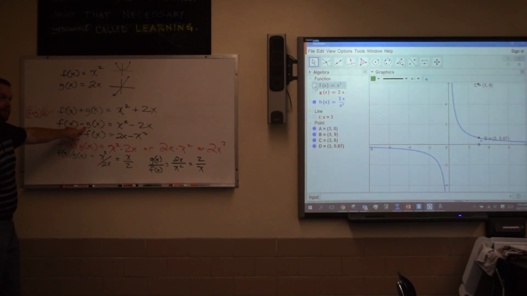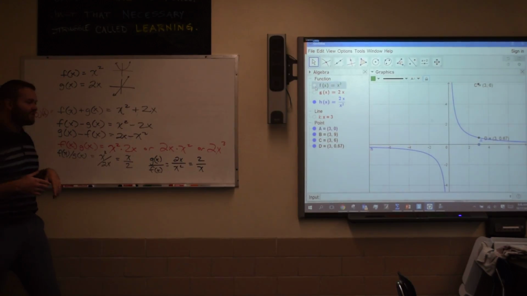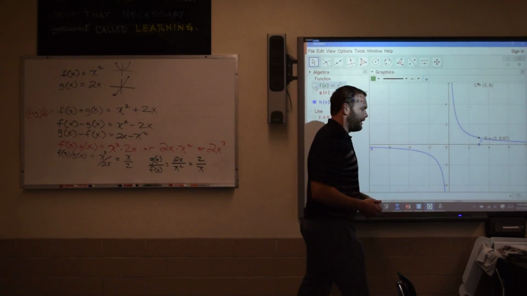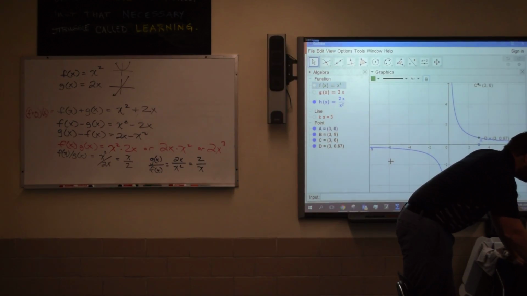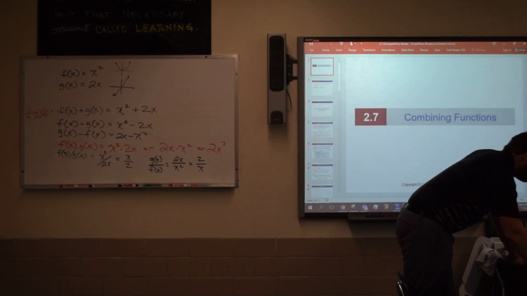Here it's the difference between them. The order of the difference matters, okay? Here you're taking those y values and multiplying them. Here you're taking those y values and dividing them. And again, the order of division matters, okay? So if we can do that with maybe those simple functions, maybe we can do it with functions that are a little bit more difficult, okay?